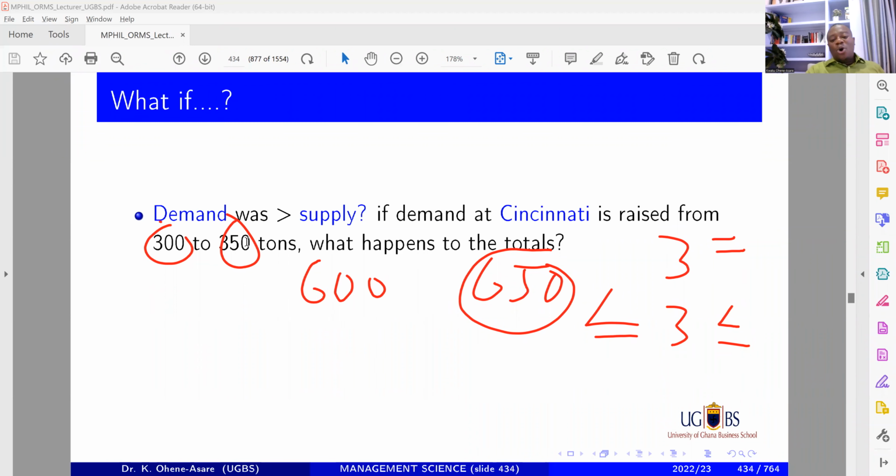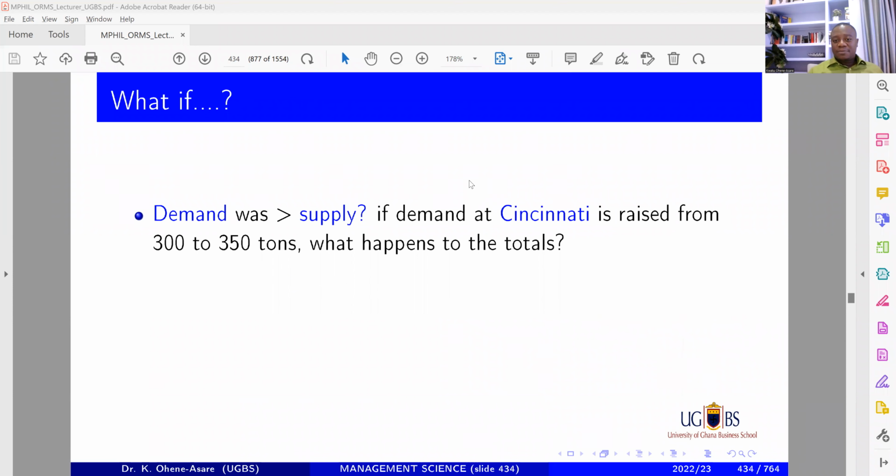What if the total supply was rather 650? Well, the opposite. If the total supply was rather 650, then all the constraints for the supply, each one will have the less than or equal to, and then the demand will maintain the equality. I hope you get this. If you don't get this, you can raise your hand and I'll explain further. So this is how it's going to be. Rebecca, you seem to have a question, so you can ask your question before we proceed.